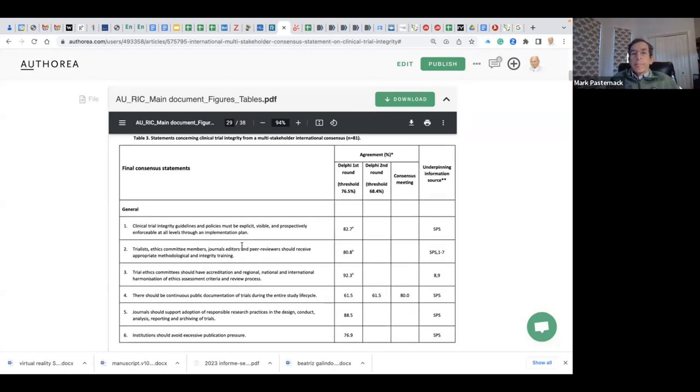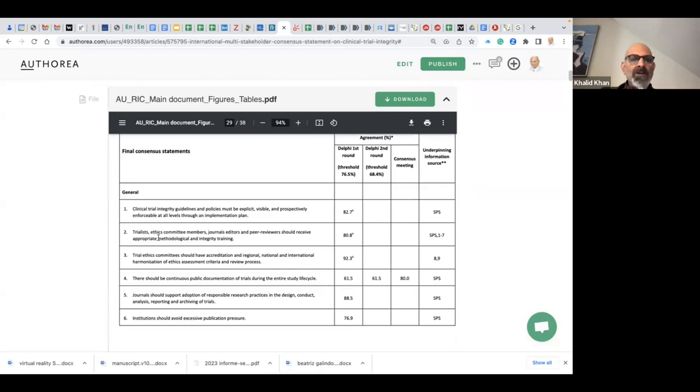For example, let's take the example of statement number two. We might say trialists, ethics committee members, editors, peer reviewers should receive appropriate methodological training. This could be one statement. Another statement could be these people should receive appropriate integrity training. I think the panel members are much better to vote on these two separately in the rounds when we collect data. And these can then be merged together because they make sense together.